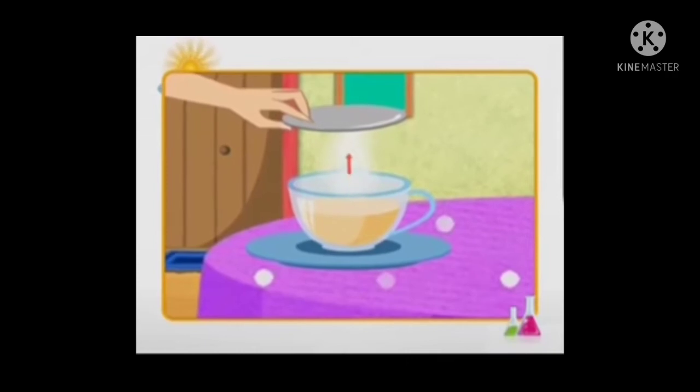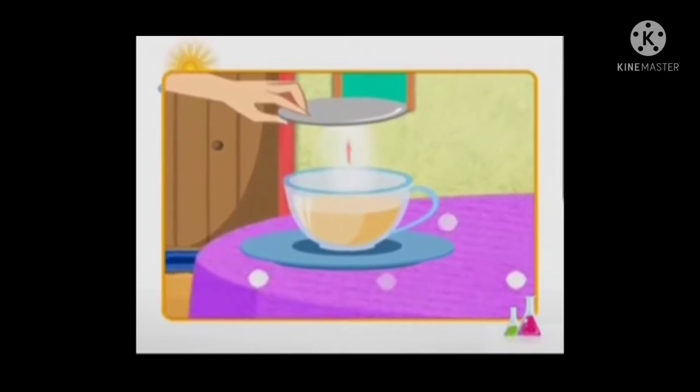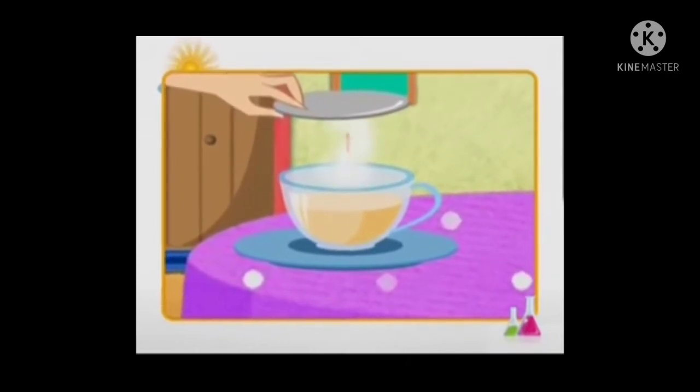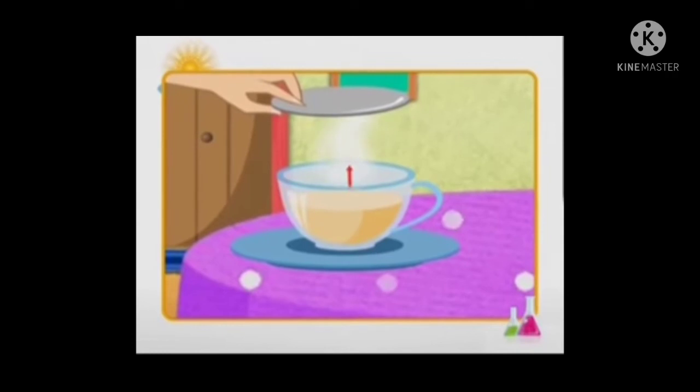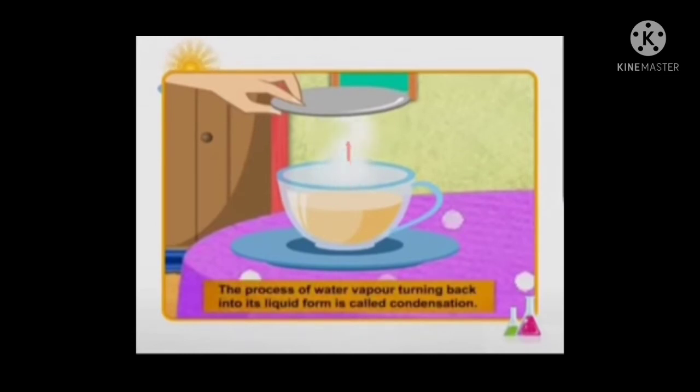Well, water vapor from the hot liquid in the cup comes in contact with the cover. The cover is colder than the vapor. So, the water vapor gets cooled and changes into water drops. This process of water vapor turning back into its liquid form is called condensation. Now we have learned both evaporation and condensation.